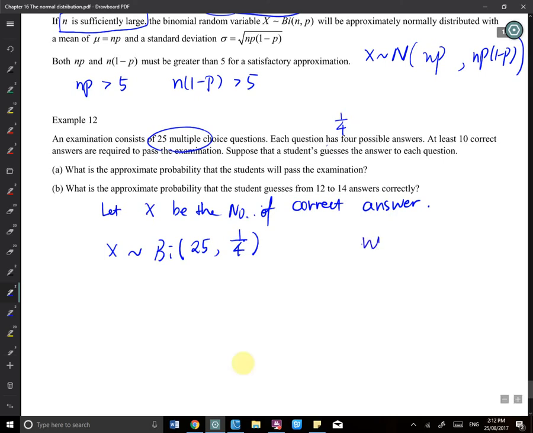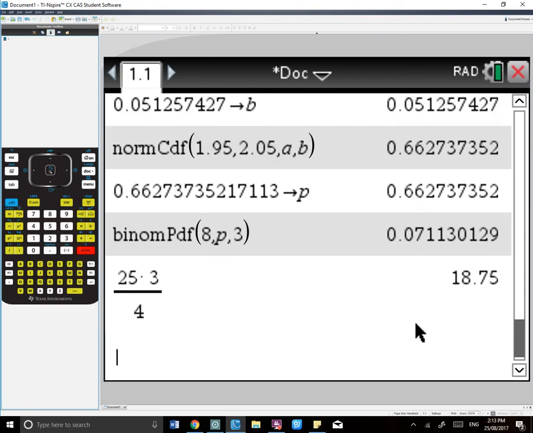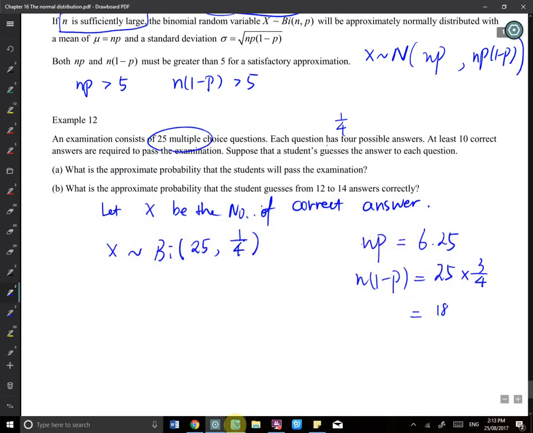So we can test np. np is 25 times 0.25, which is 6.25. And n(1 minus p) is 25 times 3 divided by 4, which is 18.75. Okay, those two numbers are both greater than 5.